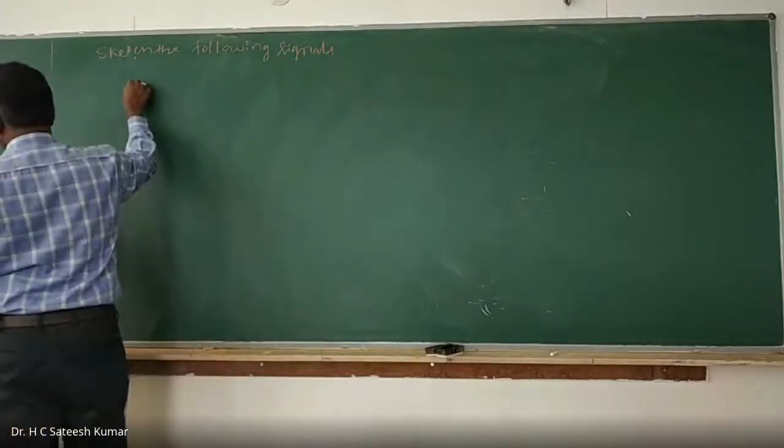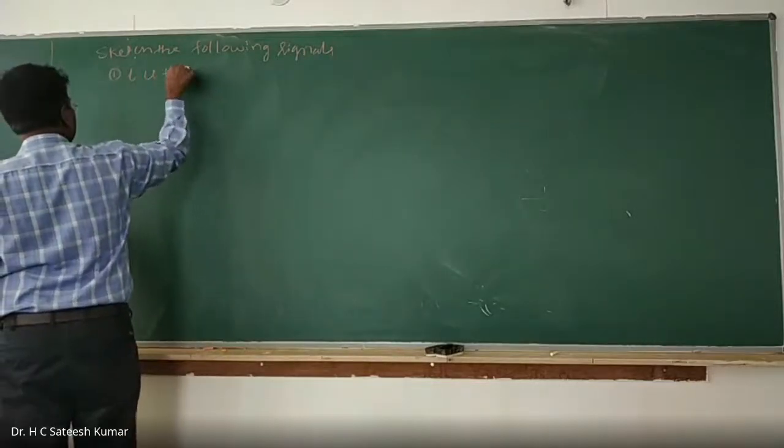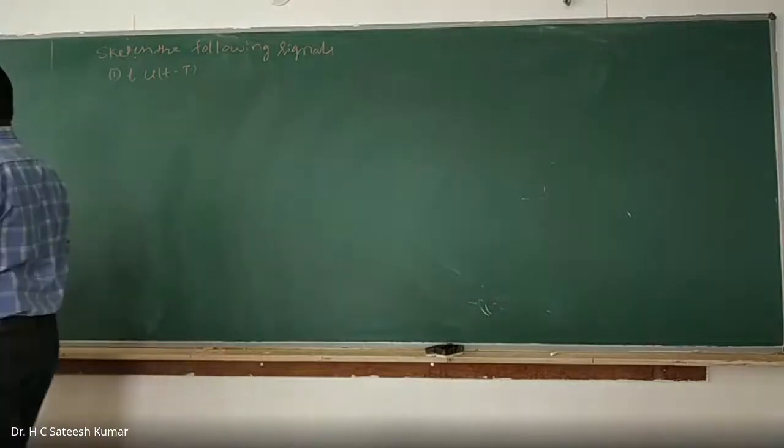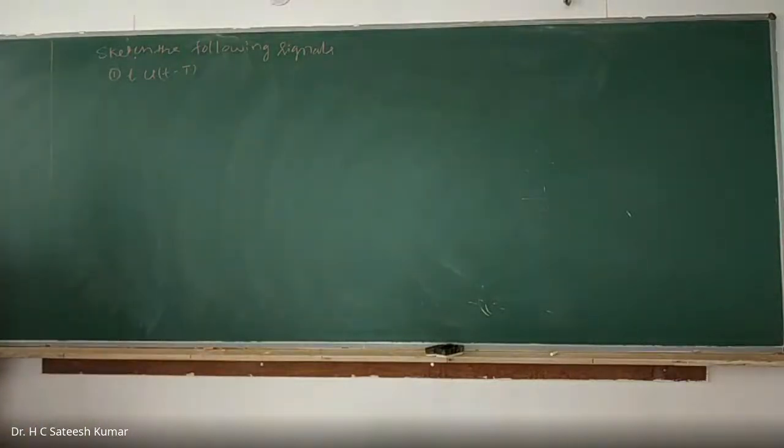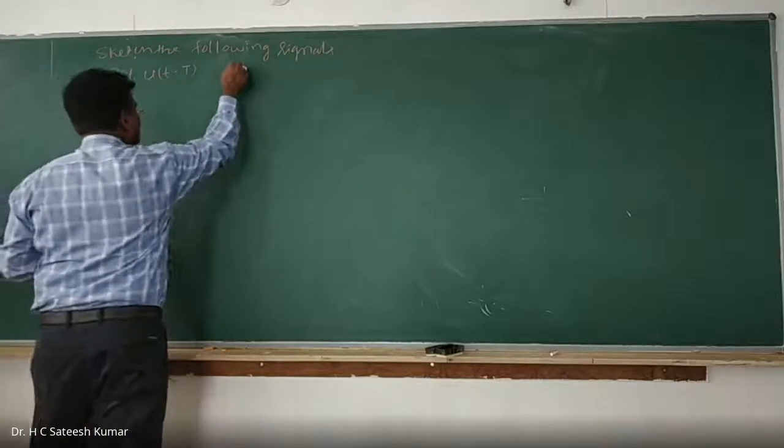Okay. First one, t into u of t minus T. Sketch it. Very simple, one line. So this will be 4 marks. So 4 questions he has asked, each one is 1 mark. So the first one is t into u of t minus T.